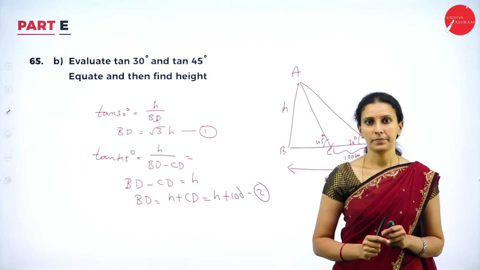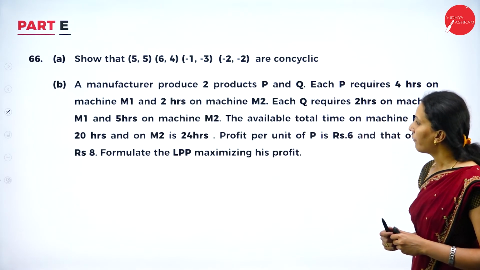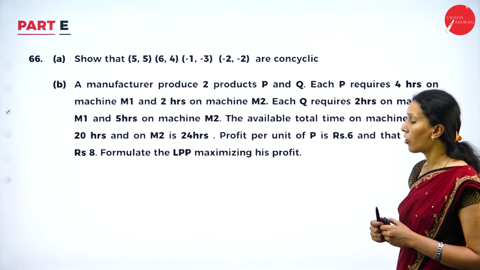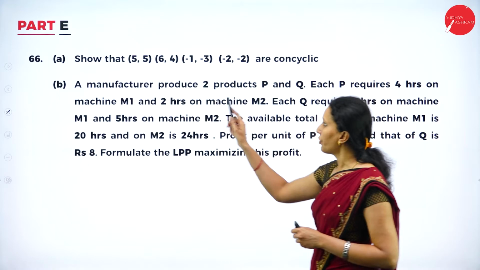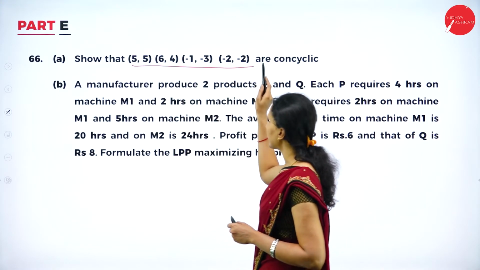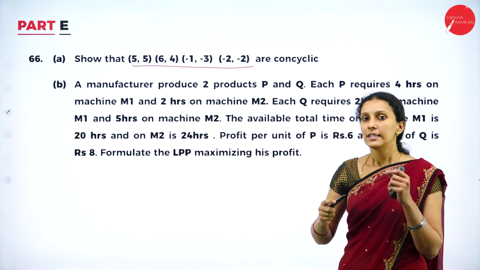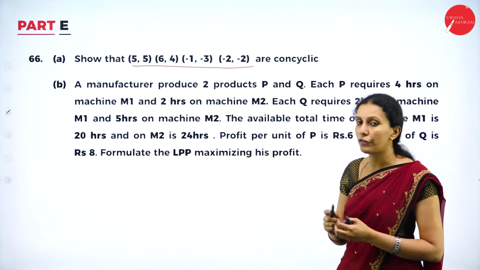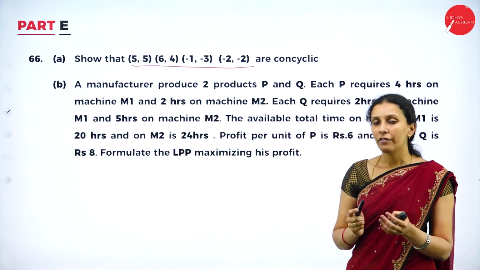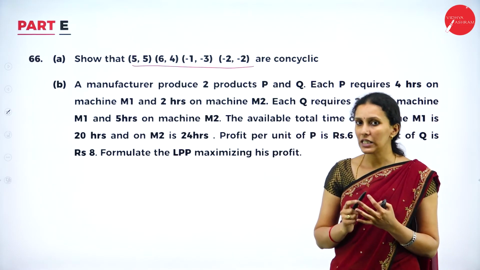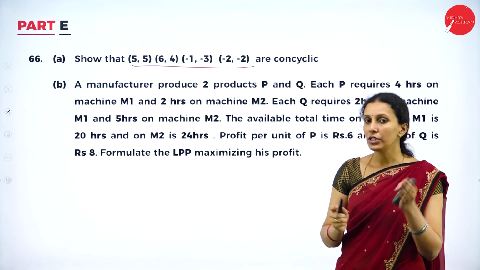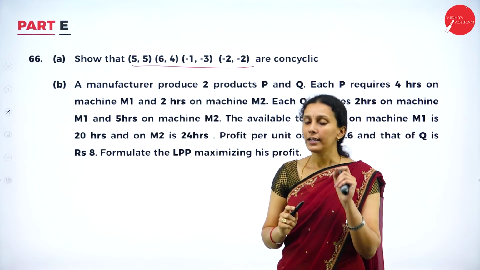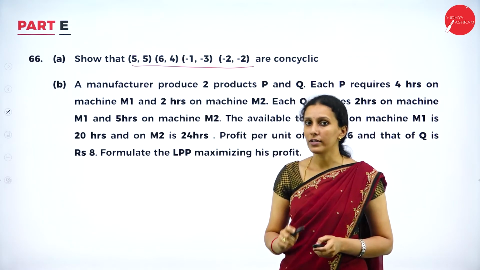So the next question is, show that 5, 5, 6, 4, minus 1, minus 3, minus 2, minus 2 are concyclic. So here, to show that these 4 points are concyclic, choose any 3 points. Since the circle is passing through those 3 points, convert the standard equation with the help of these 3 points, so that you can find the unknown values of G, H and C. So once you get the standard equation, substitute the last point to the standard equation, show that it is equal to 0, then we can say they are concyclic.